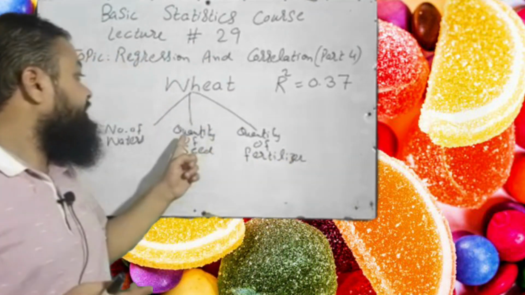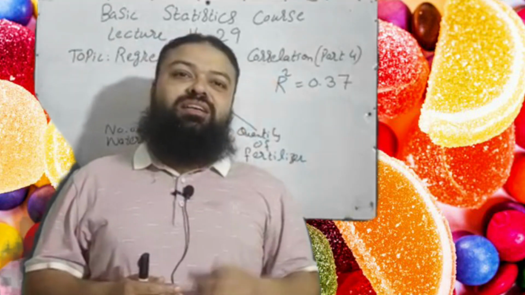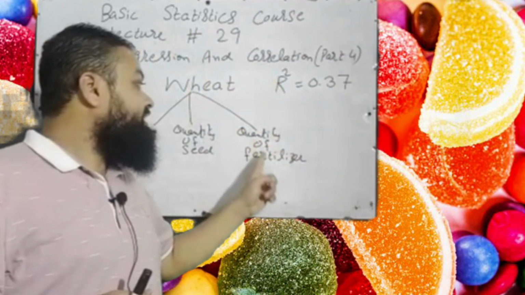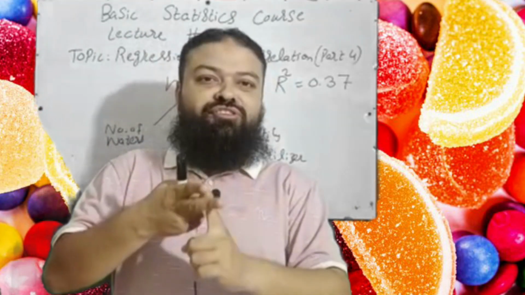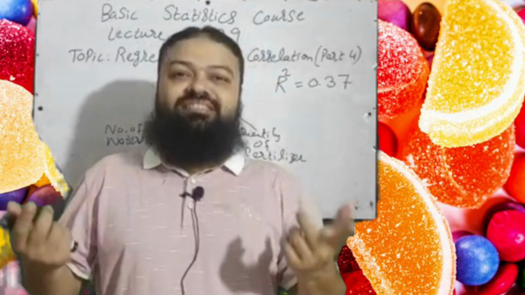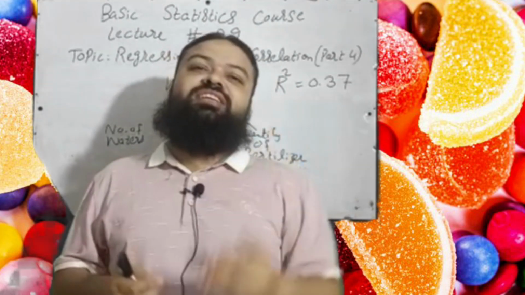Next, number 2 is the quantity of seed. That is another independent variable. The third independent variable is the quantity of fertilizer. Fertilizer can be DAP, phosphate or urea etc. The quantity of fertilizer is the independent variable.